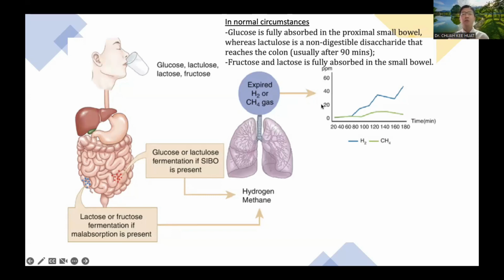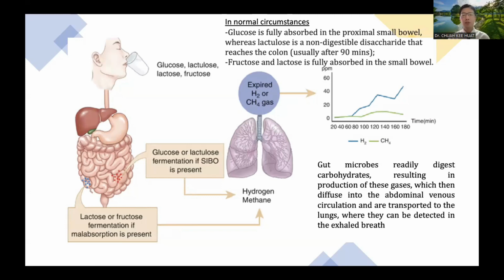So the unabsorbed fructose and lactose will be fermented by the colonic microbiome in the colon. Then the gas will be produced in the colon and absorbed. The gut microbiome readily digests the carbohydrate and produces this gas, which then diffuses into the abdominal venous circulation and is transported to the lung, whereby it can be detected in the exhaled breath.